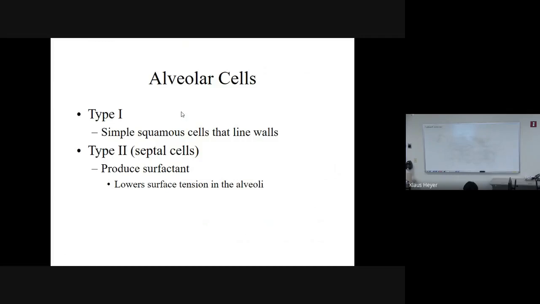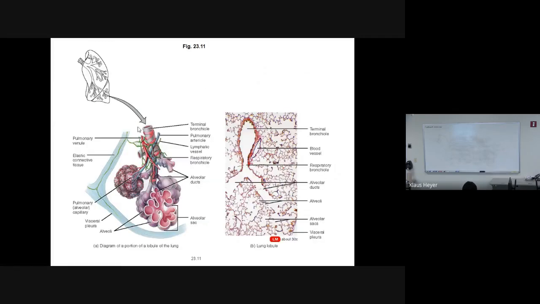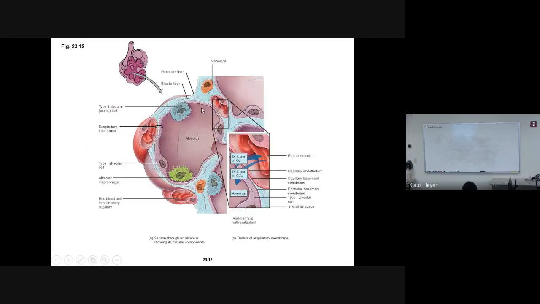But the type 2 cells, the septal cells, are what's important. They produce surfactant. You have to keep the lining of these alveoli moist. Can't have this dry. This will all dry up. You just can't. You've got to keep the inside of your body moist.